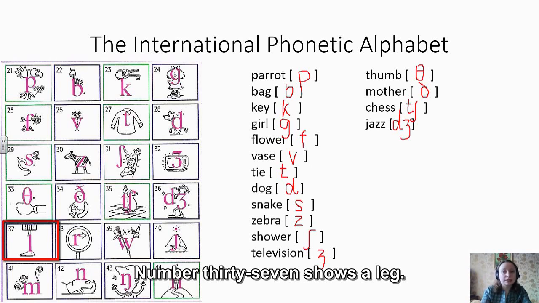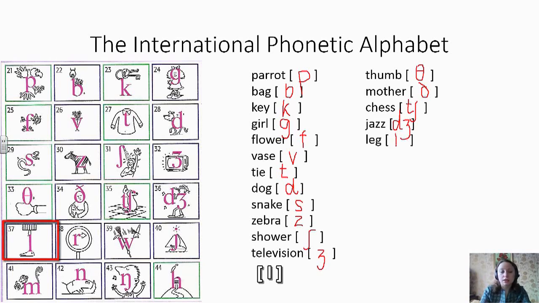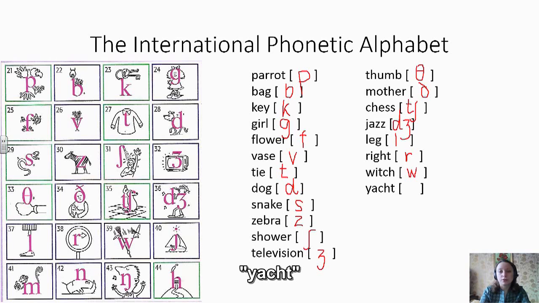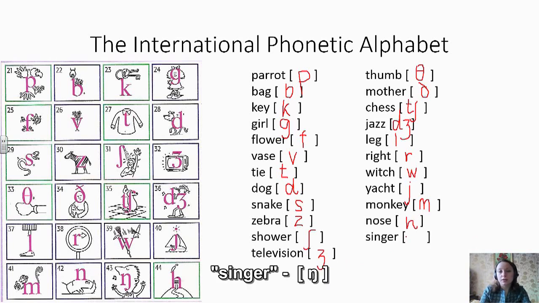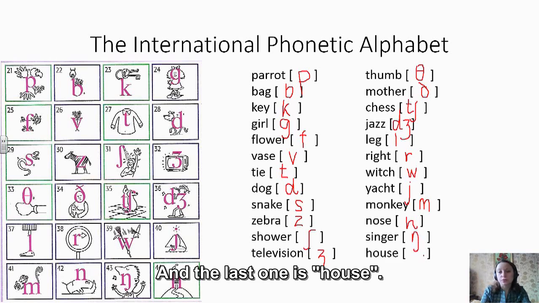Number 37 shows a leg, l. Then comes the right, r. A witch, w. Yacht, y. Monkey, m. Nose, n. Singer, ng. And the last one is house, h.